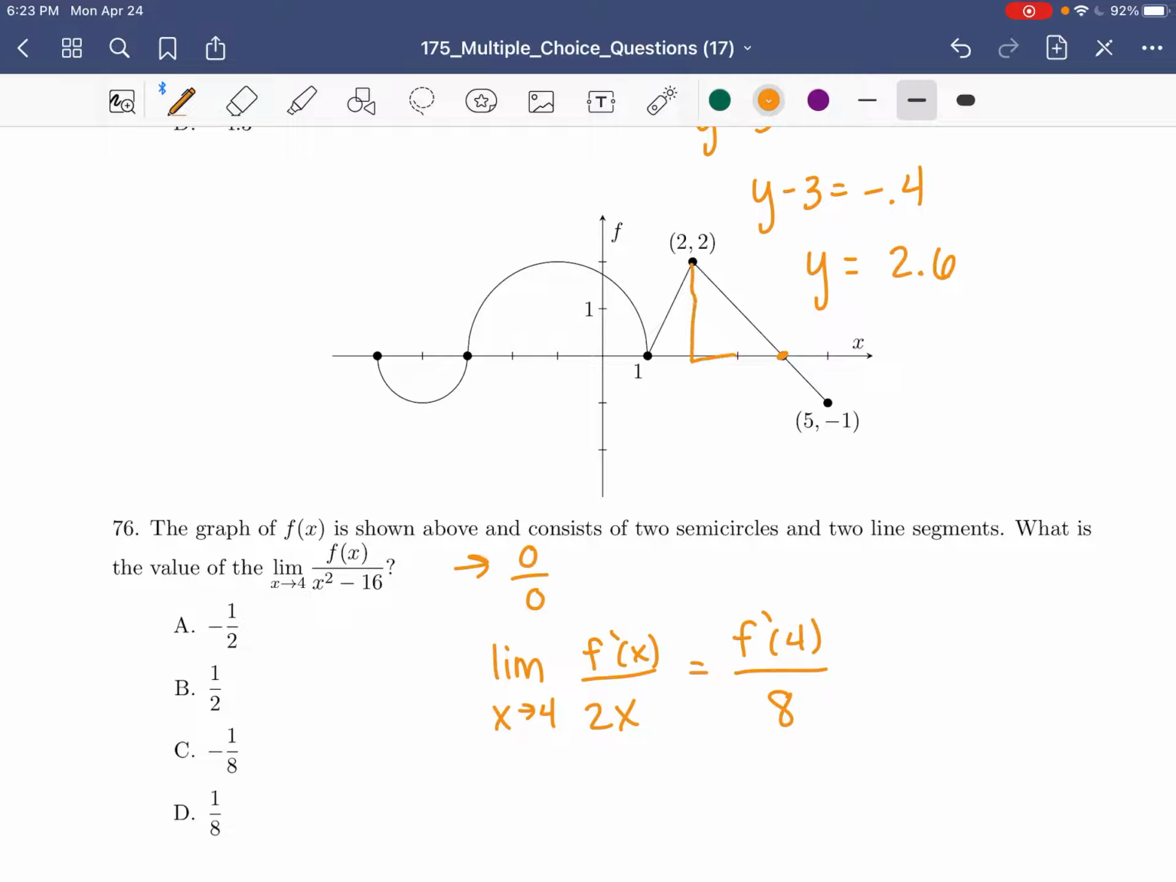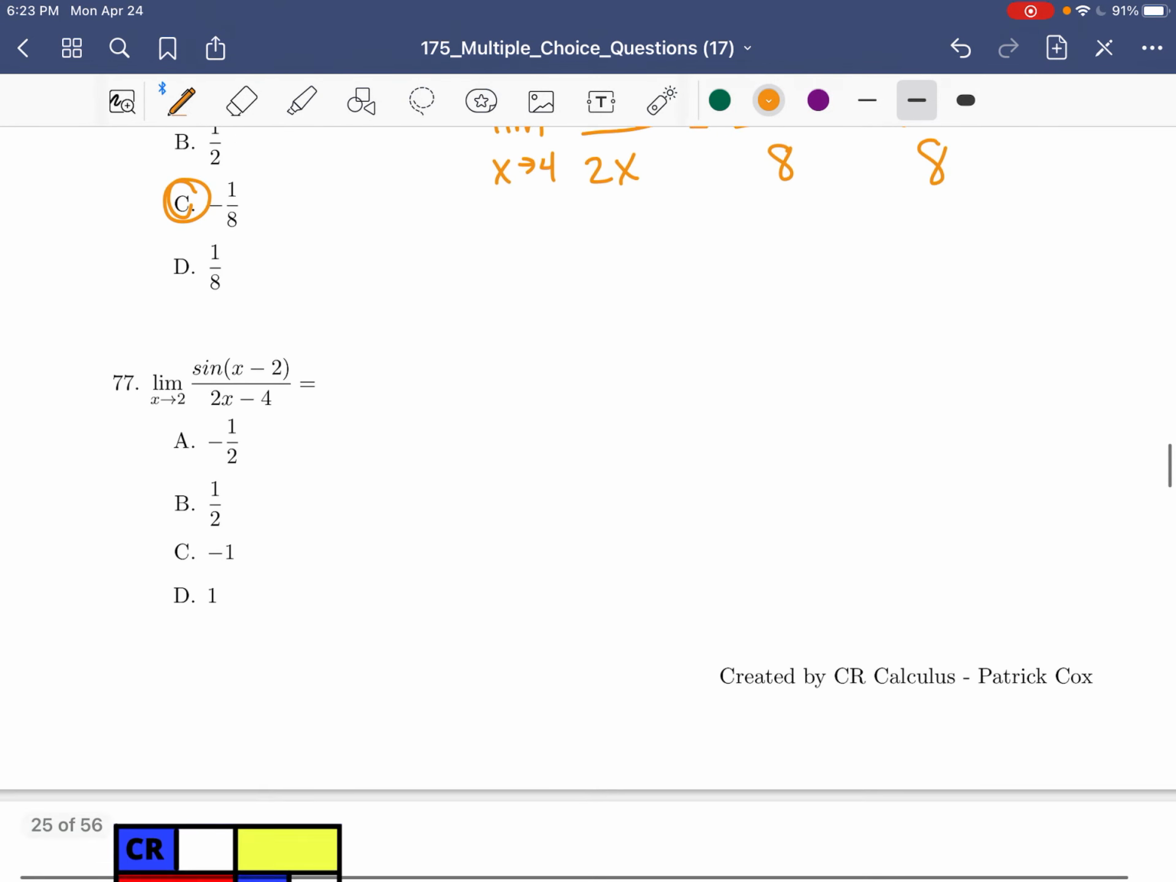And I just need to find the slope here. So down 1, 2 over 2. Looks like my slope is negative 1 over 8, which is my answer, C.